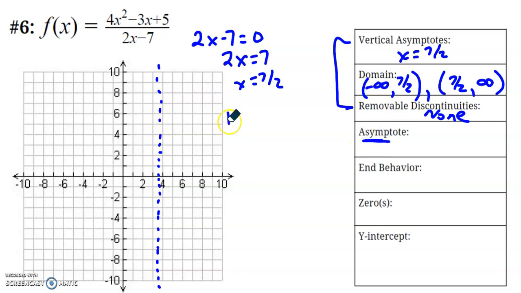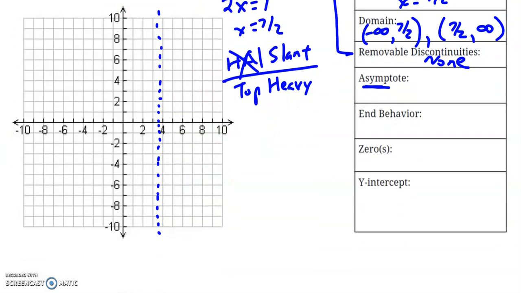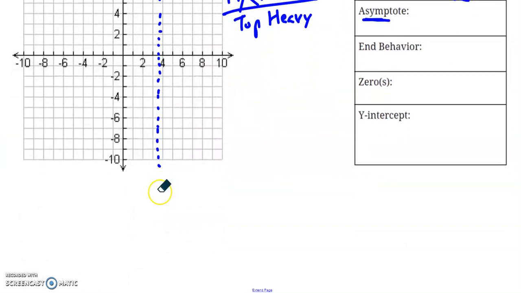So we're talking horizontal and possibly slant. If we look at our horizontal ones, we're looking at our degree terms here. Again, this is top heavy, so that means no horizontal asymptotes. We do have a slant. So now we're looking at either doing synthetic division or long division. Well, we have to do long division in this case because it's not x plus or minus a number. So let me go ahead and move down to the bottom here and set up the division.